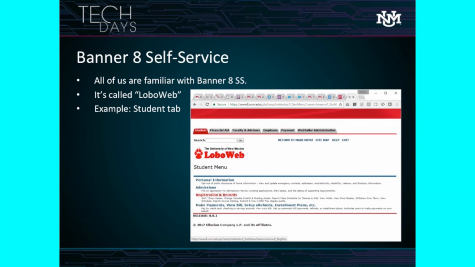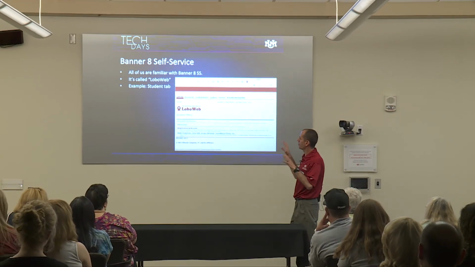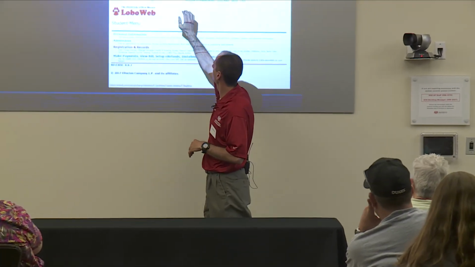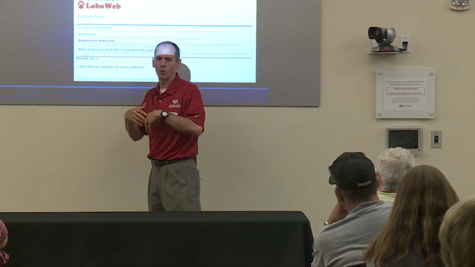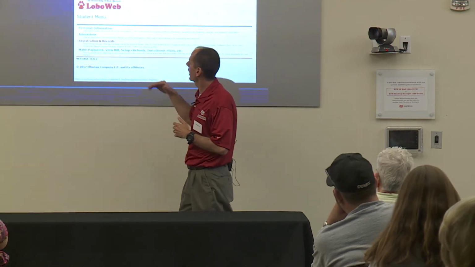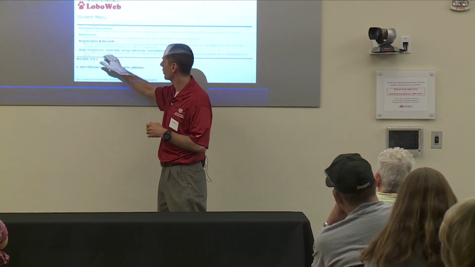Okay. Banner 8 self-service, which we covered a little while ago, is called LoboWeb. Here's an example of the student tab. If you come into LoboWeb, you'll notice different areas: student, financial aid, faculty advisors, employee, payment. You get these tabs depending on what you are in the Banner system. Also notice that under student, you've got admissions information, and registration and records.